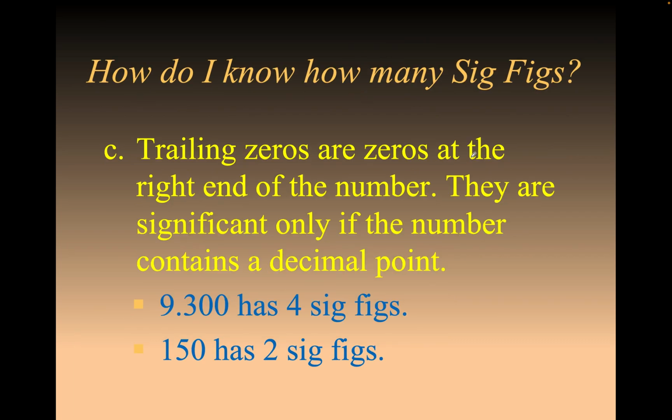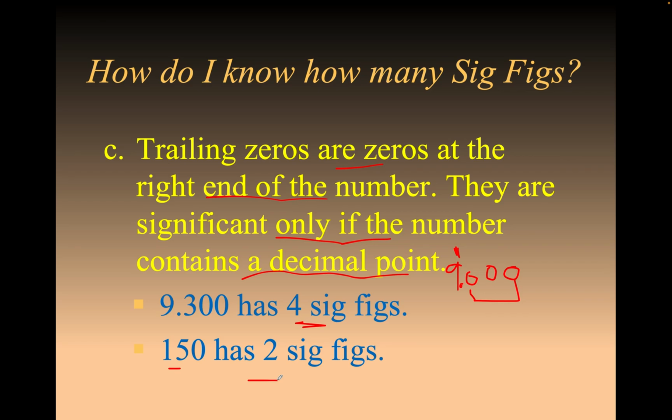Okay, now how do I know how many significant figures? The rule says that trailing zeros are zeros at the right end of the number. They are significant only if the number contains a decimal point. So if I want to mention 9000, it is not significant. Only one significant number is there. The rest of the zeros are non-significant. But if I put a decimal point here, all the numbers become significant. For example, 9.300 has 4 significant figures. Again, 150 has only 2 significant figures, right?